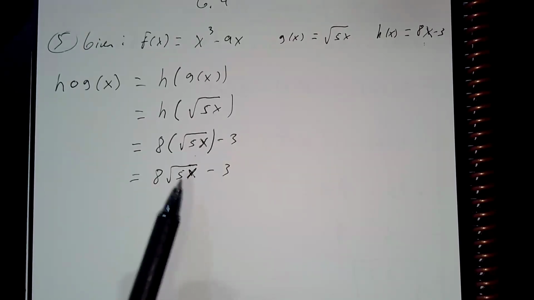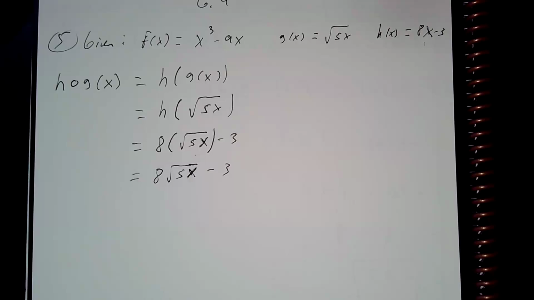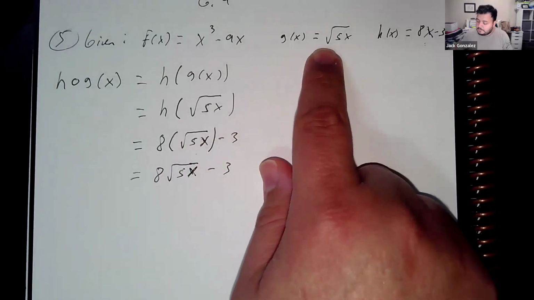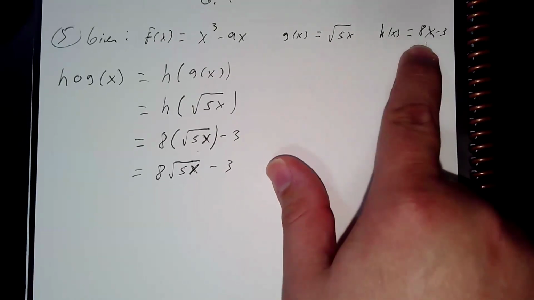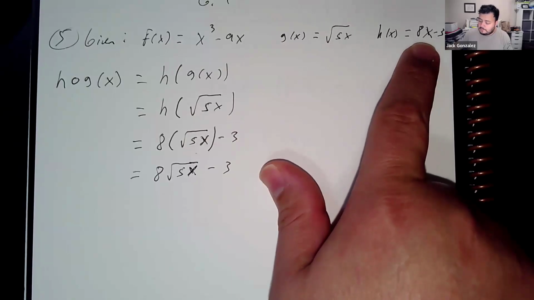Does it ask you specifically which to use? Because right now I see that you're using H, and it makes me think of the far right. H of X equals 8x minus 3. That's what it makes you think of. But then you also added the square root of 5x. Yeah, because that's this one. G is the square root of 5x, right? So that's you going inside the H, which is over here.